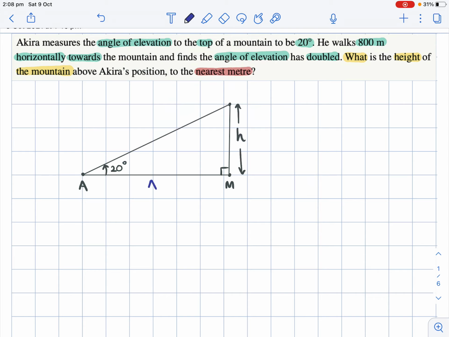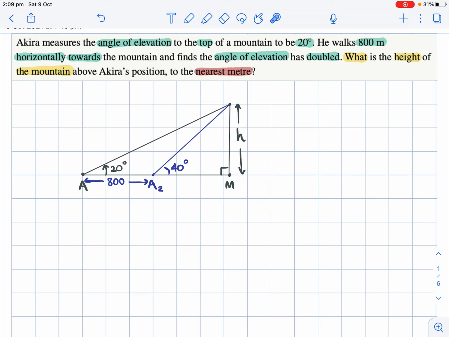We know that Akira walks 800 meters to a second point, I'll call that A2, and the angle of elevation has doubled. So this is now 40 degrees. Okay, so I'll put the extra information on there, and my brain starts going, right, well, I've created another right angle triangle. But I'm still missing information in this triangle. This extra second right angle triangle doesn't help me find h.